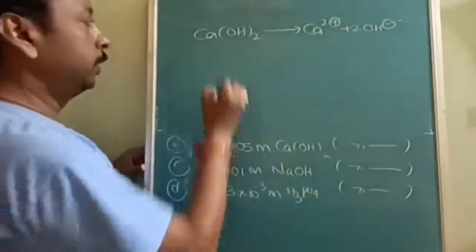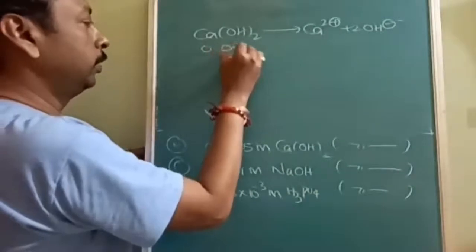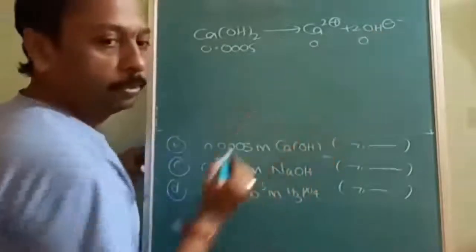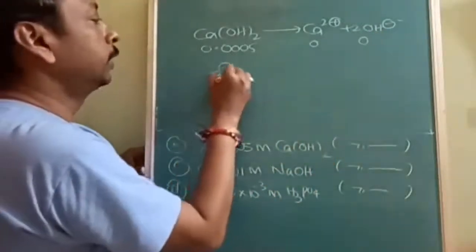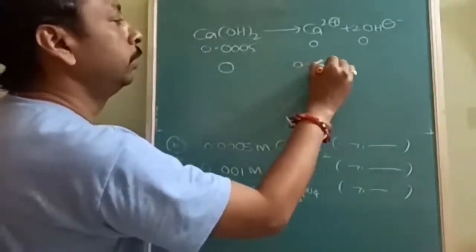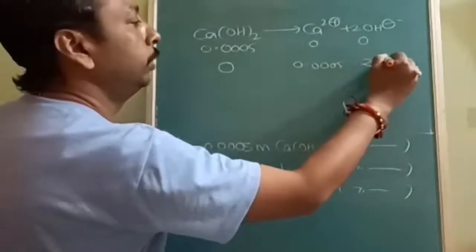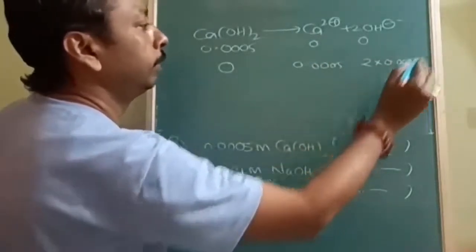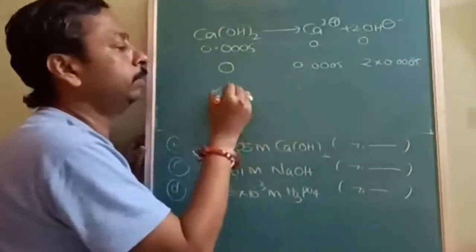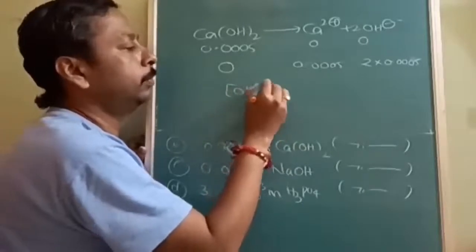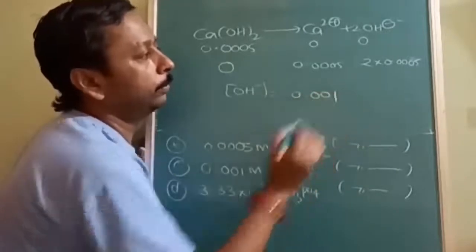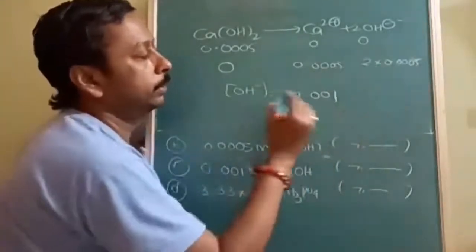Okay. So this is 0.005. After that, this is going to be 0 and 0. Now, after this complete dissociation, this is 0, this is 0.005, and here it will be 2 into 0.005. Understood? So when you multiply it, the concentration of OH is equal to 0.01. Is it correct? Understood? So this is OH minus.